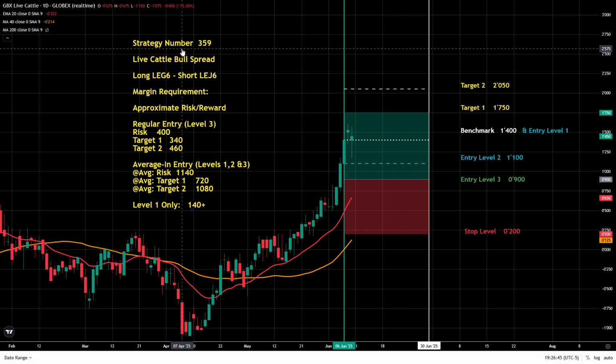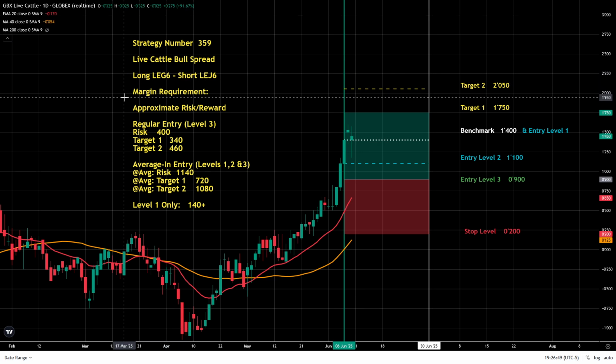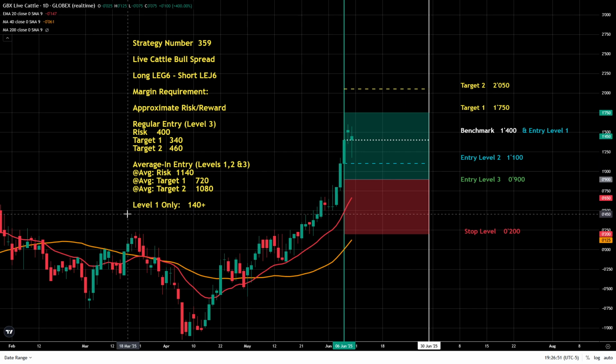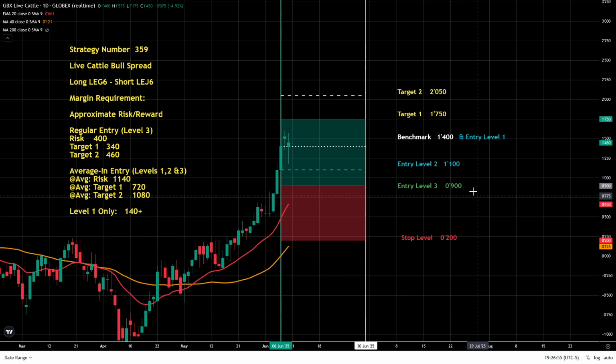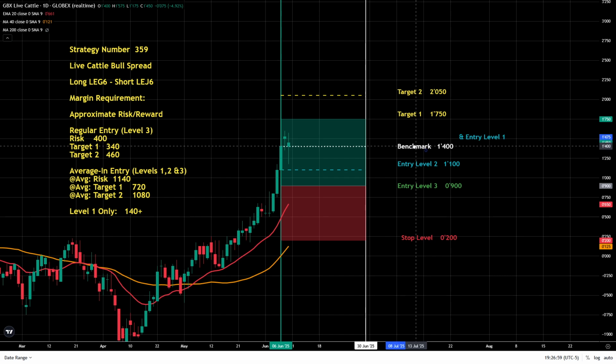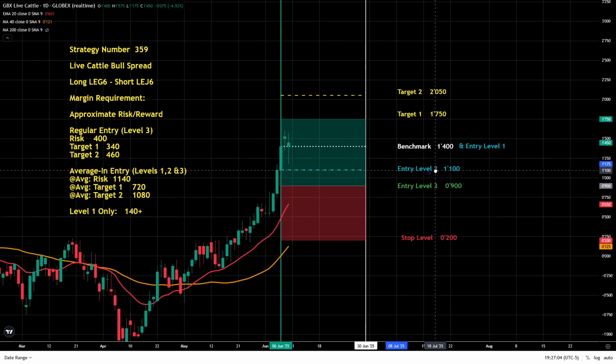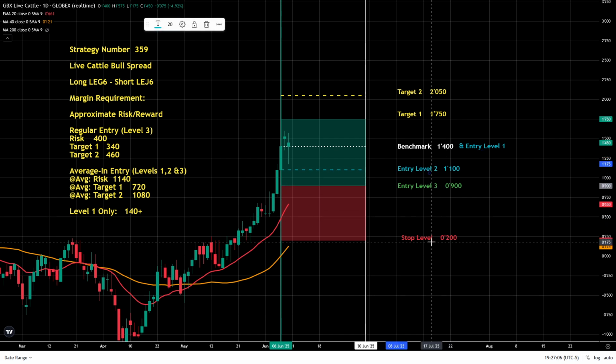All right, first one first. Strategy number 359, bull spread cattle, long Feb, short April, margin requirements on the PDF. And then we've got our risk rewards. And then we've got three entry levels. So we've got the benchmark 140. That is our first entry level. Then we've got entry level 2, which is 110, and entry level 3, which is 90. Stop down there at 20, and then we've got our targets up top.